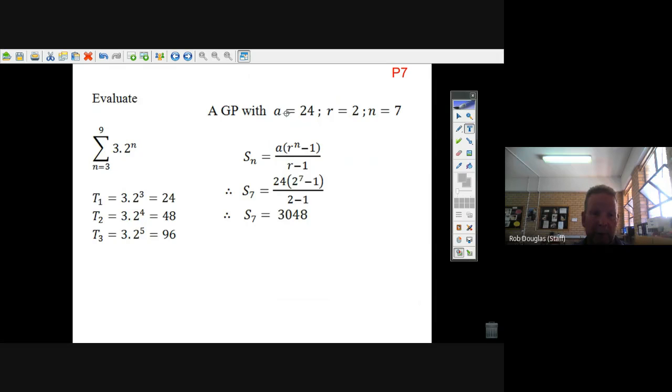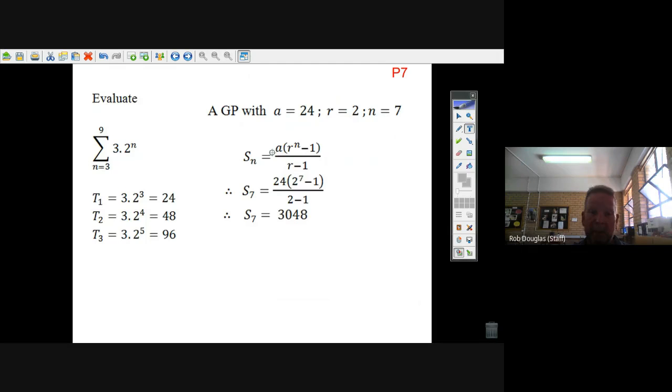And your first term, n equals 3 is the first one. 2 cubed is 8. 3 times 8 is 24. Since we're multiplying by 2, there's our terms: 24, 48, 96. First term, 24. r equals 2. For geometric ones, it's whatever is being put to the power, that's your r.